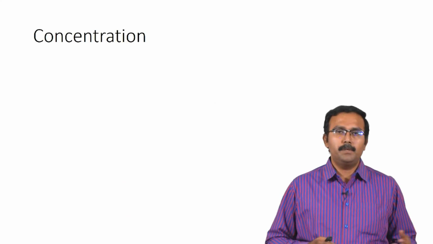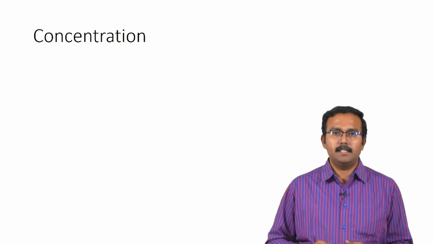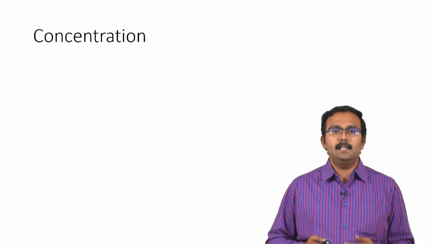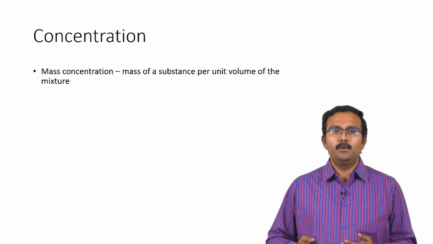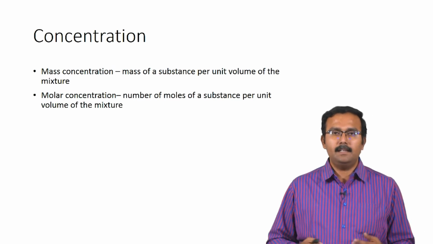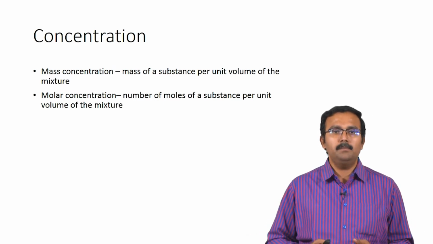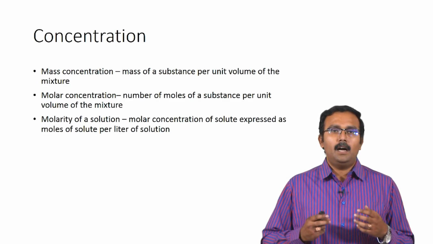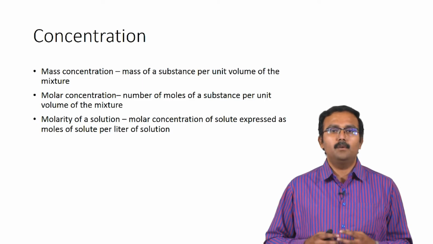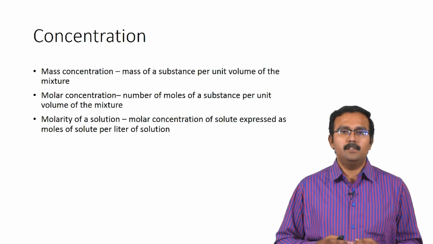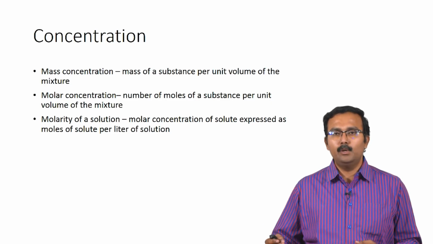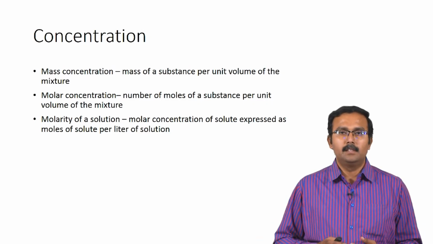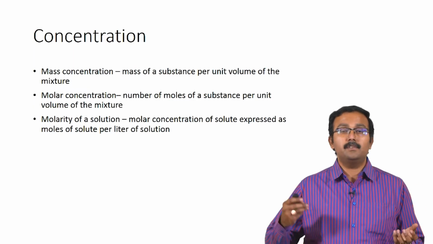In addition to composition of the mixture being defined as mass fractions and mole fractions, you can also have concentrations. Concentrations are basically mass or moles of a substance per unit volume. So, it is written as mass concentrations, which is mass of a substance per unit volume, and mole concentrations, which is moles of a substance per unit volume. Another term which is used for defining concentration is molarity. Molarity of a solution is defined as the molar concentration of a solute expressed in terms of moles of solute per liter of solution. So, this is moles of solute per liter of solution.